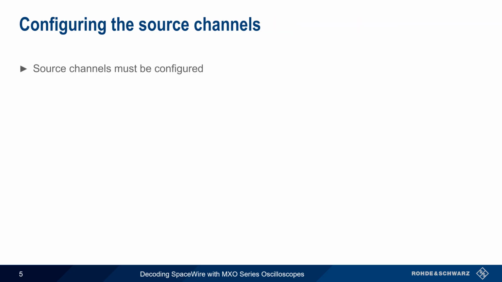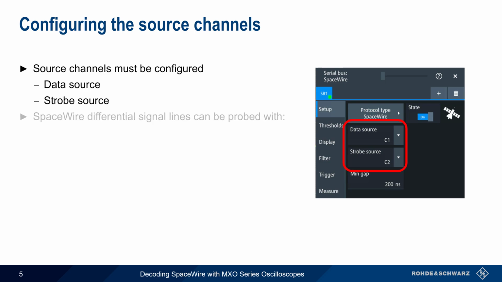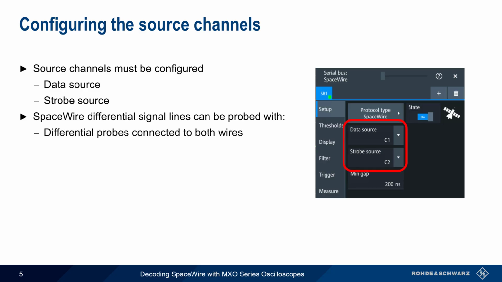The next step is configuring the source channels, and this is done under Setup. As you should already know, SpaceWire links consist of both a data signal as well as a strobe signal, and the channels connected to each of these signals must be configured. The low-voltage differential signals for SpaceWire links are normally probed using differential probes, one connected to data plus and data minus, and the other connected to strobe plus and strobe minus.